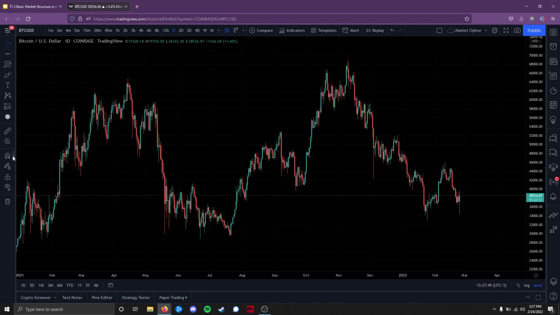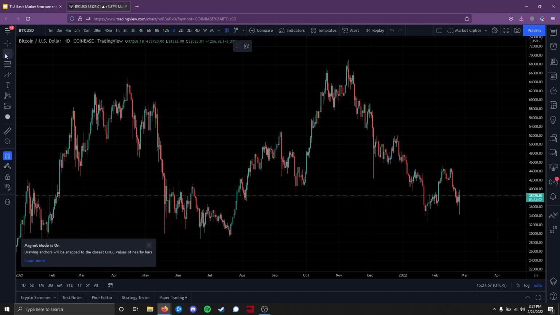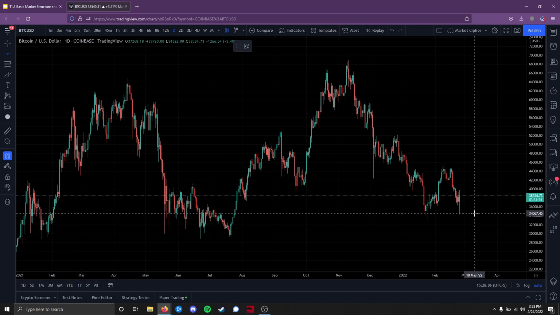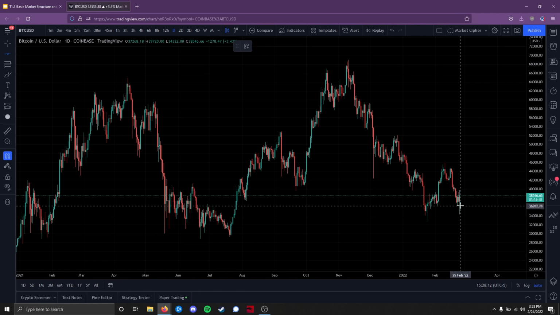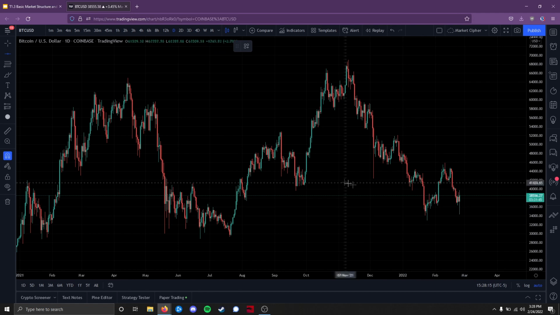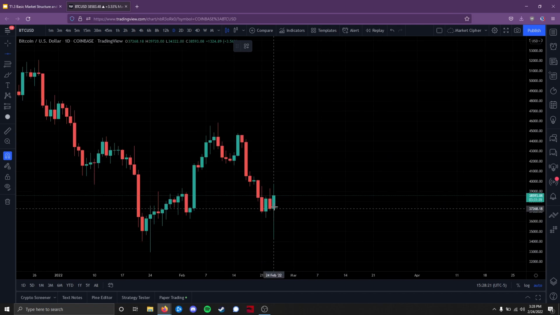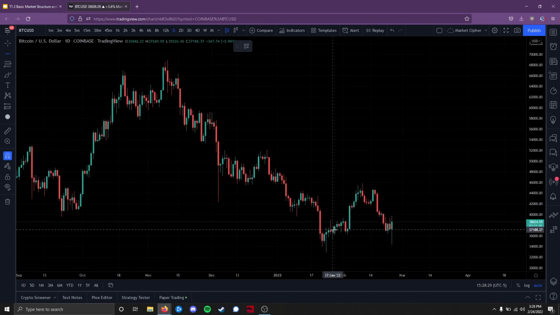What I like to do is on the left side here, where this magnet is, this is magnet mode. And this allows you, whenever you are placing a drawing or placing one of these lines, as you can see, instead of me having to manually pinpoint where the line stops or where the bottom of the wick is, with magnet mode the cursor will automatically snap to the lowest open, high, low, and close. So either the bottom of the wick, let me see if I can zoom in, the lower half of the body, the top half of the body, or the top wick.